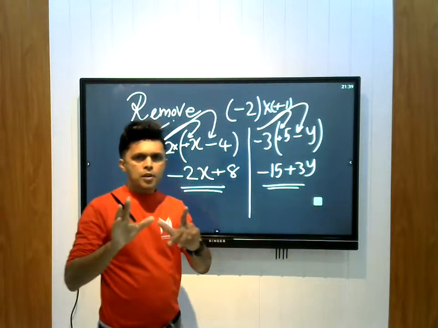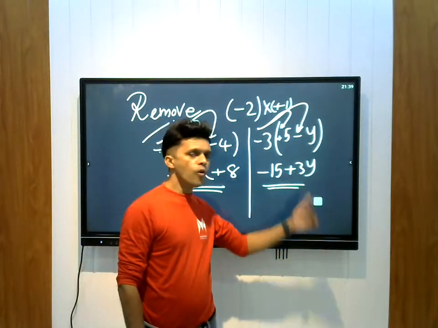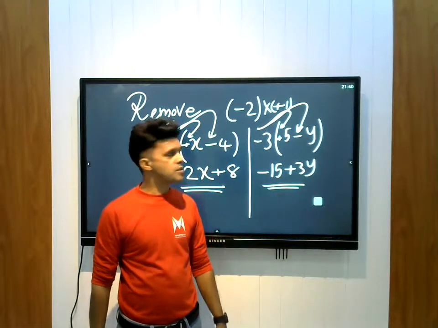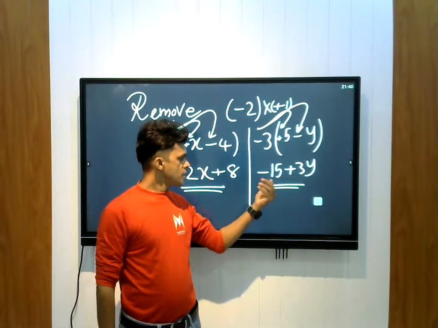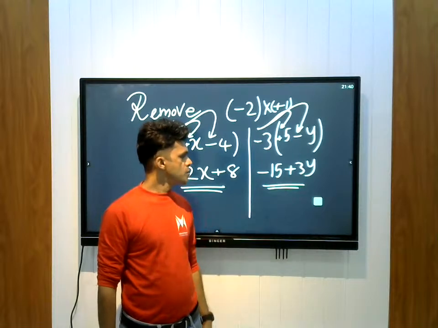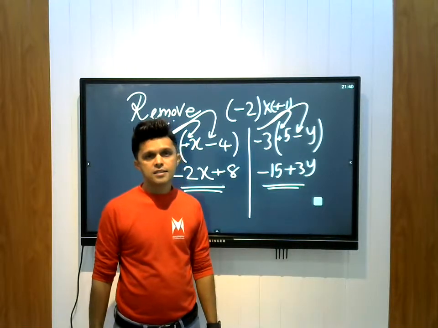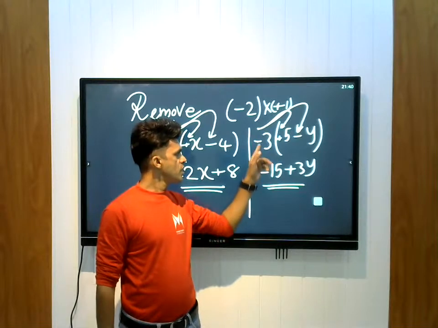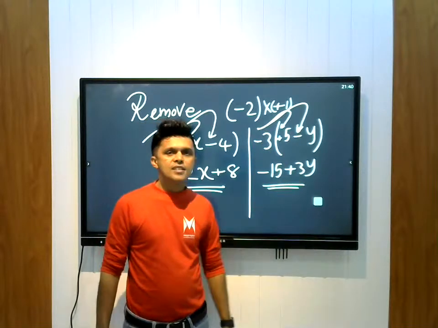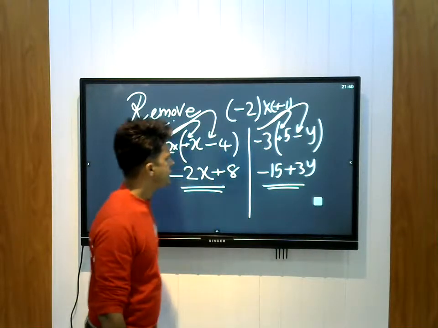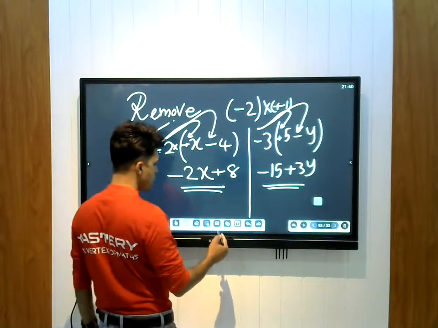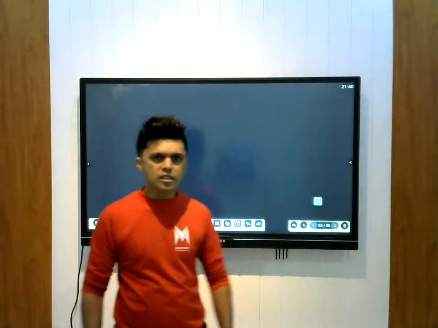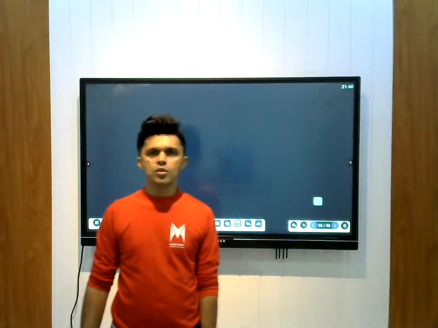You are unable to add these terms more. The reason is these are unlike terms. You cannot add these two terms. 15 and 3y cannot be added. Okay? So minus 15 plus 3y. Okay. Can we do more? Yes, we can learn more.